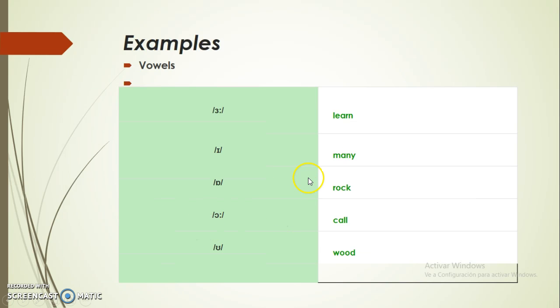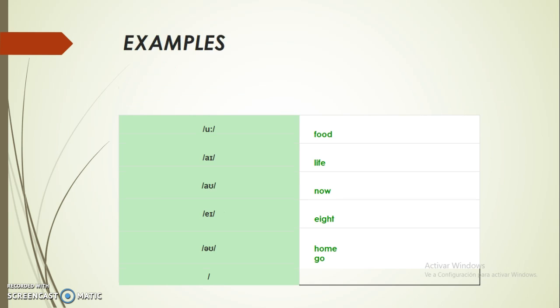The first one is learn. The next, many. Rock. Call. Wood. The last one, food.